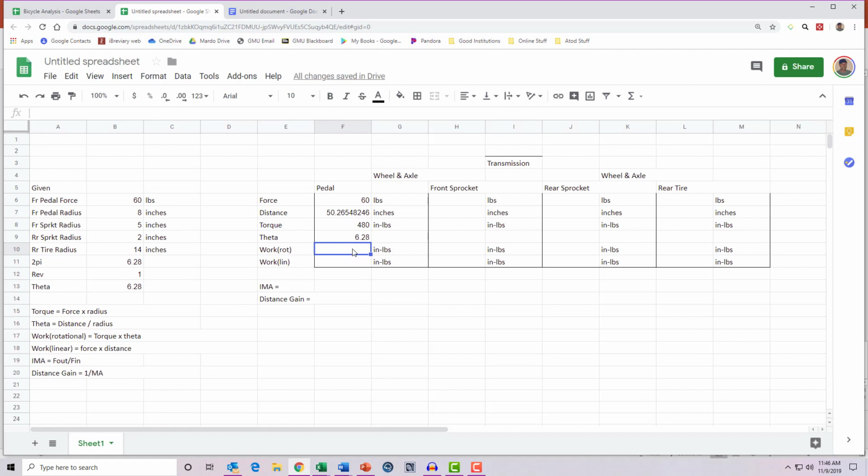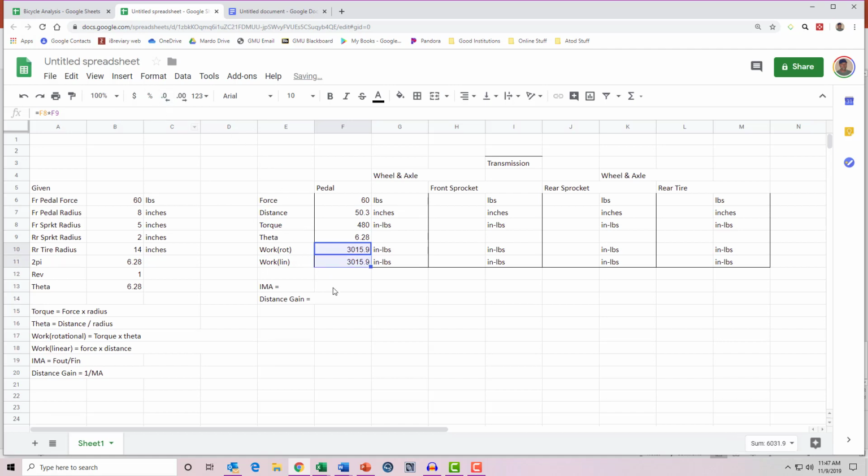Now I'm going to do a little more math. I'm going to show that my rotational work and my linear work are what they are. So if you remember, linear work is equal to force times distance, boom, and rotational work is equal to torque times theta, and boom. And I'm going to reduce the number of decimal points. One decimal point is fine for all of these. So there's that.